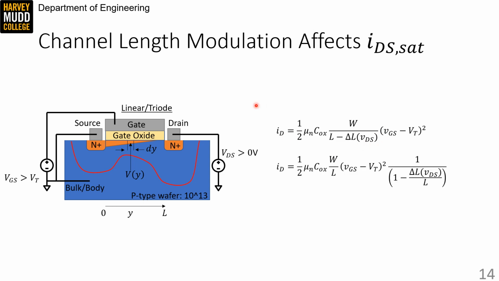Alright, so that delta L factor is annoying, and so I've factored our equation to make it a little less annoying. On the left we see the same current expression for a MOSFET in saturation that we had on the previous slide, and on the right we have some correction factor that accounts for delta L.